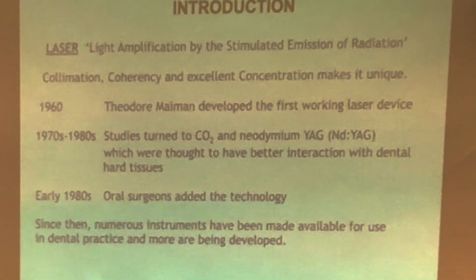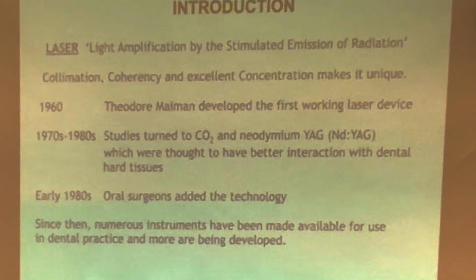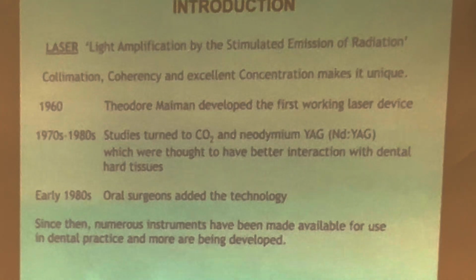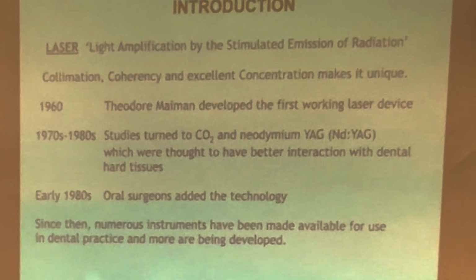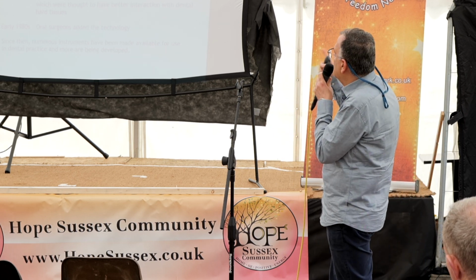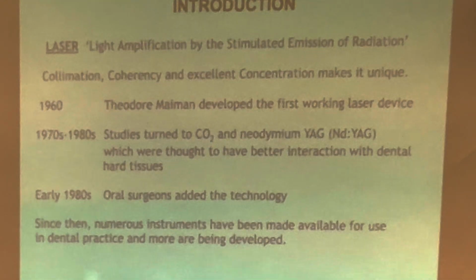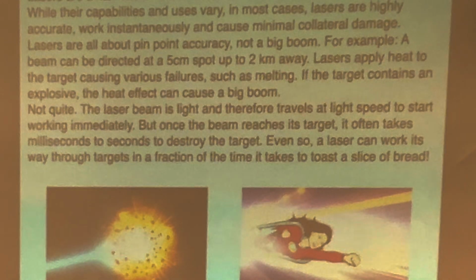So what does laser mean? L is light, A is amplification by the stimulated emission of radiation. This is what makes it unique, because the collimation, coherency, and excellent concentration make it a very unique radiation, going straight ahead. So laser is a light, nothing more than light. But what type of light is it? It is stimulated emission of radiation. It's amplified stimulation.